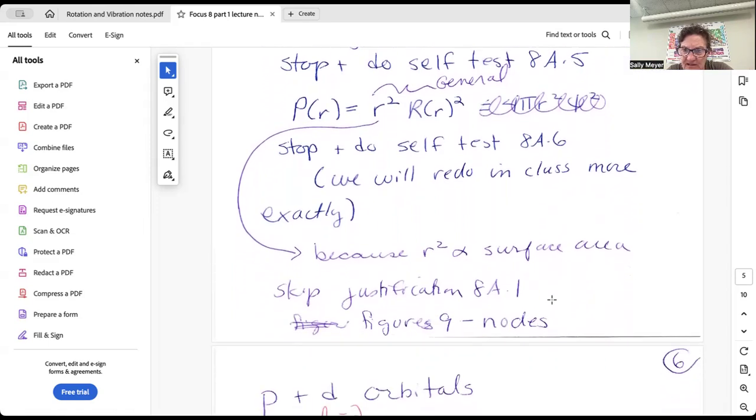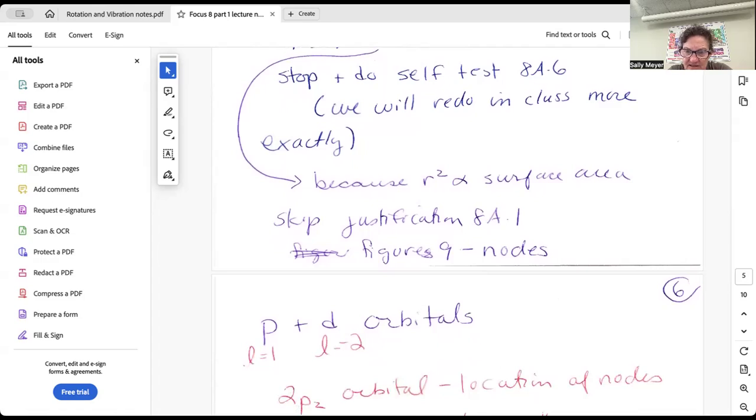Skip the justification 8A.1. Figure 9, let's look at this concept of a node, which you also learned about in Gen Chem.